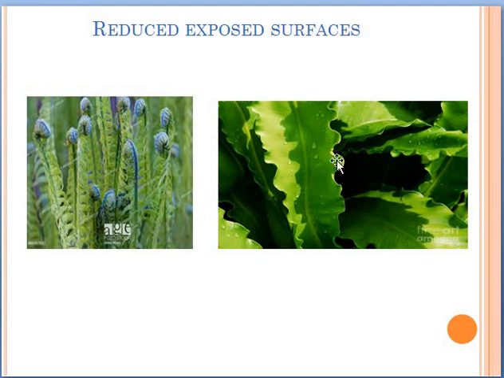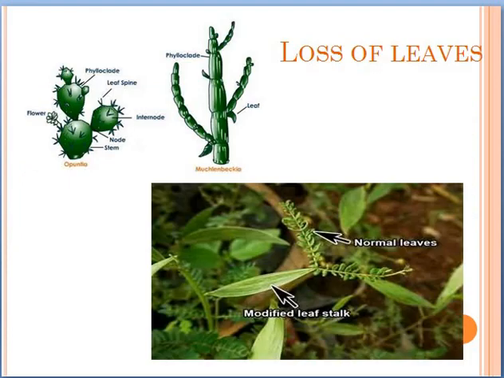These wavy leaves will be giving shade, so the direct sunlight falling on the leaf will be highly reduced. So these are all some adaptations to reduce the exposed surfaces, so that they can reduce the rate of transpiration. That's the idea behind it.